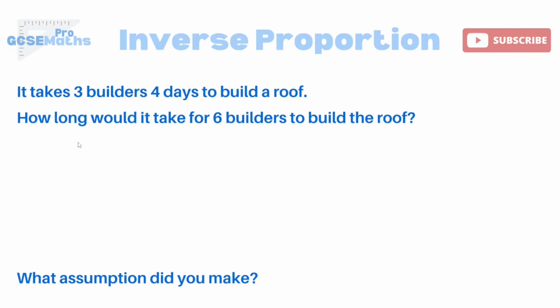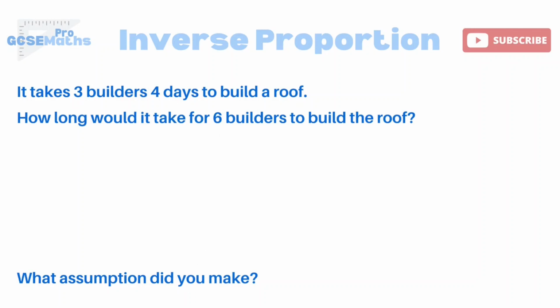For example, we've got here, it takes 3 builders 4 days to build a roof. How long would it take for 6 builders to build the roof? Okay, now our immediate thought here is you go, well, if it's 3 builders and then 6 builders, that's double the amount of builders, so then it's just 8 days, right? I feel like a lot of us fall into that trap. We go, right, so I've times the builders by 2, so I'll just times the days by 2.